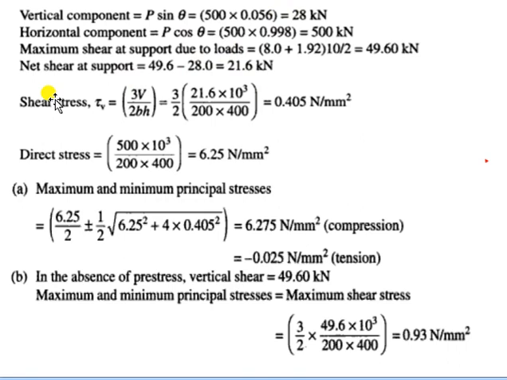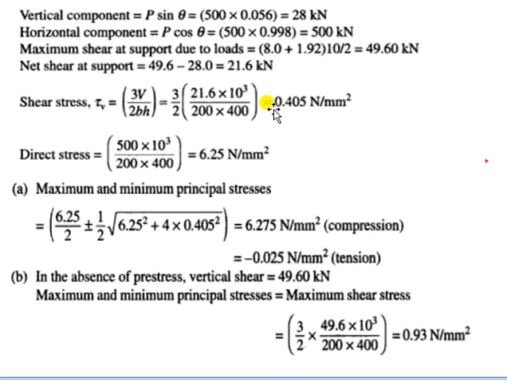Therefore the maximum shear stress tau v is equal to 3V by 2BH, or 1.5 V by BH. This is equal to 3 by 2 into 21.6 into 10 to the power of 3, divided by 200 into 400, which gives 0.405 Newton per mm square. This is the maximum shear stress developed at the support.